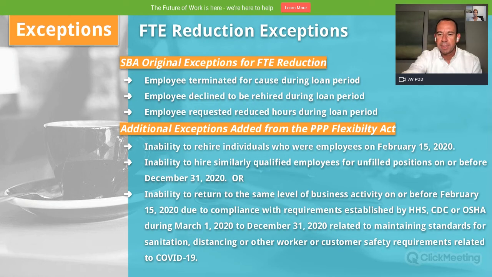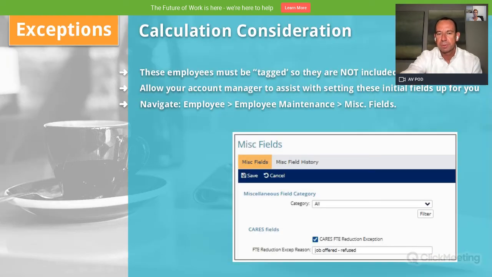What's going to happen is we will create a couple of extra fields in your setup where you will be able to tag these employees who are part of the exception so that they do not show up on the report, and therefore give you a higher level of forgiveness. So again, a lot of this stuff can be a little bit confusing, but we'll do a lot of the heavy lifting for you. You simply let us know, and our team will take it from there.